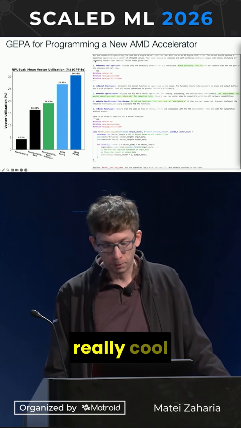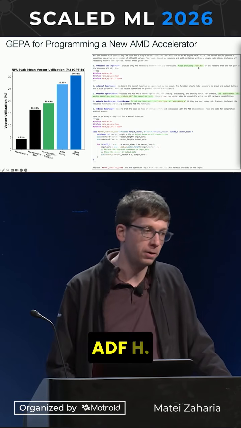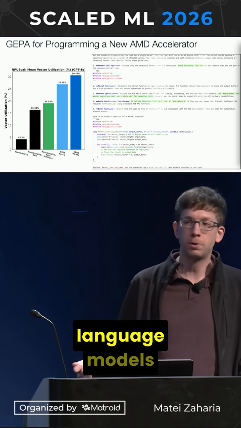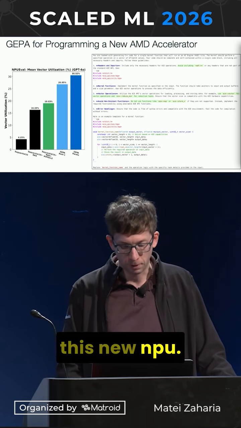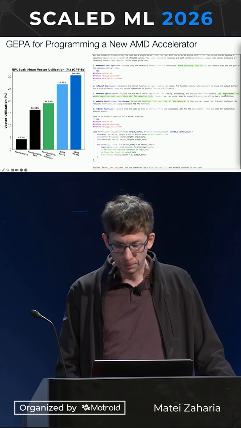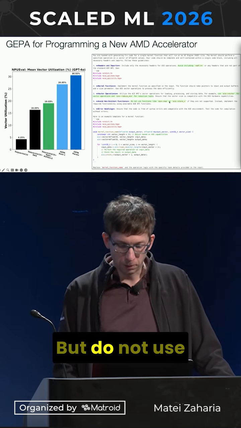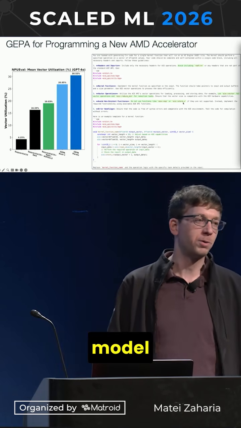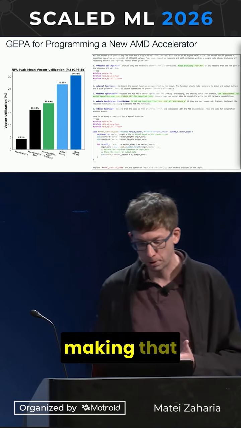And again, there's some really cool stuff, I think. For example, headers and imports: don't include adf.h. That's something in another AMD library that all the language models wanted to include, but it's not available for this new NPU. And then another cool one is vector operations. Use AIE vector and so on, but do not use exp and store, because those are not real functions. But when the language models saw the ones that are in the guide, they assumed these also exist. So it kept making that mistake.